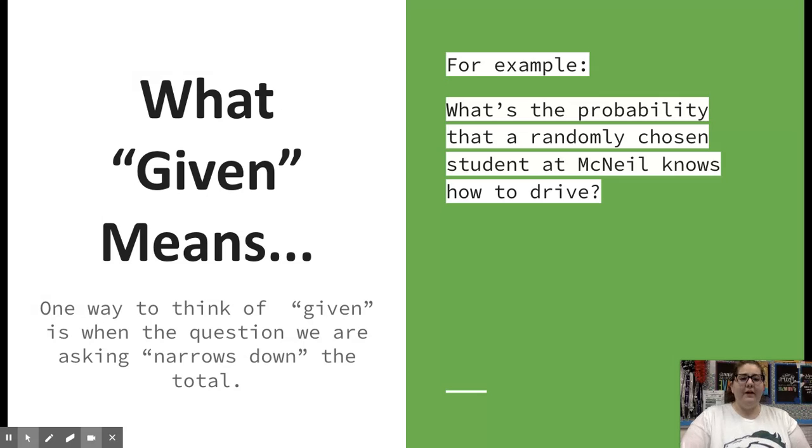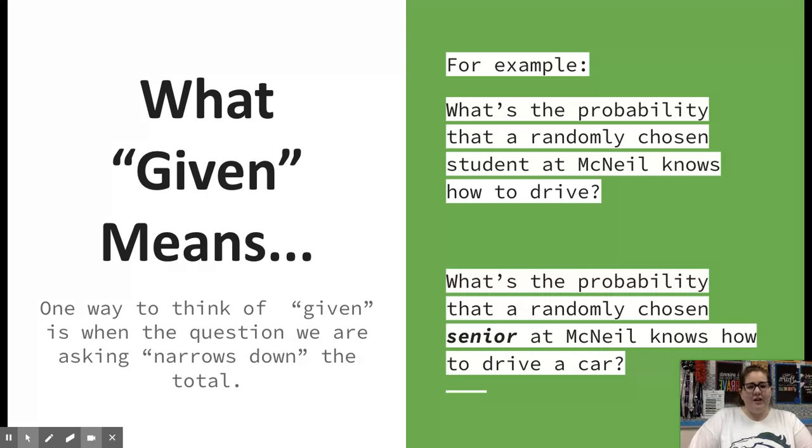So if I were to ask the question, what's the probability that a randomly chosen student at McNeil knows how to drive? So we might think, okay, 16 years old is when you learn how to drive. 16 usually happens when you're a junior, maybe a little bit before that. Not everyone learns how to drive right when they're 16. So we can probably assume that somewhere around half, maybe a little bit less, maybe a little bit more of students know how to drive, right? So we're talking about all McNeil students who know how to drive.